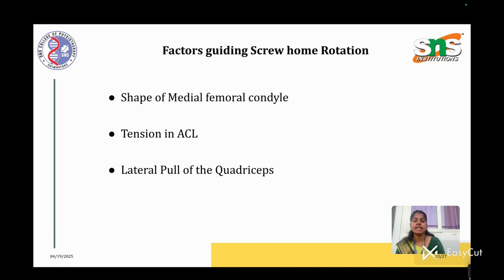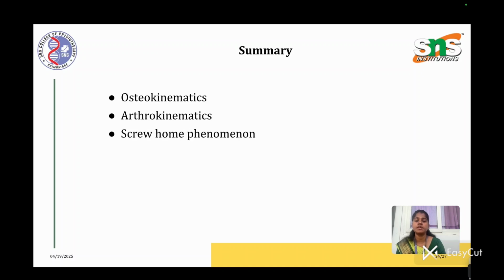So the factors guiding screw home rotation are nothing but the shape of the medial femoral condyle, the tension in the ACL, and the lateral pull of the quadriceps muscle.